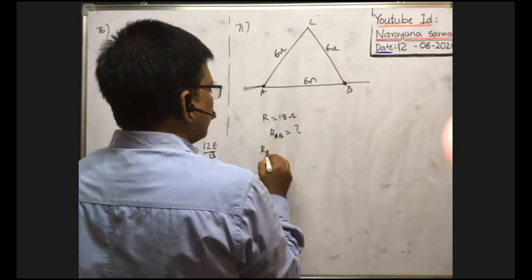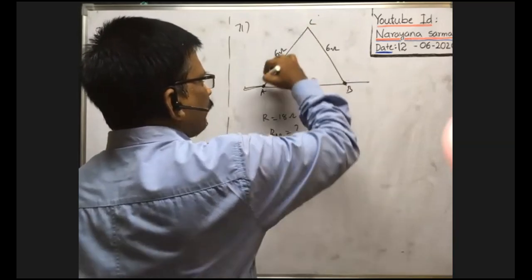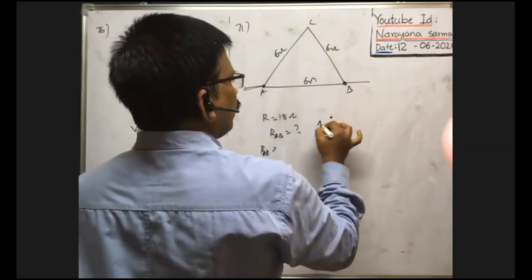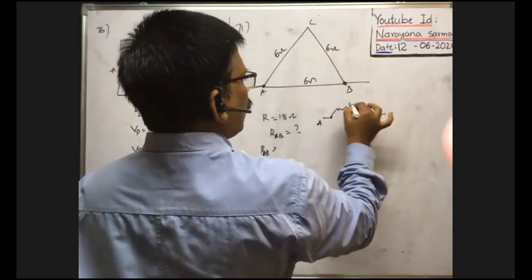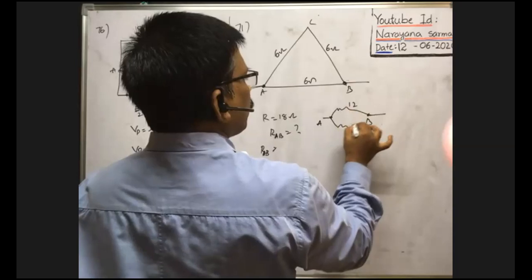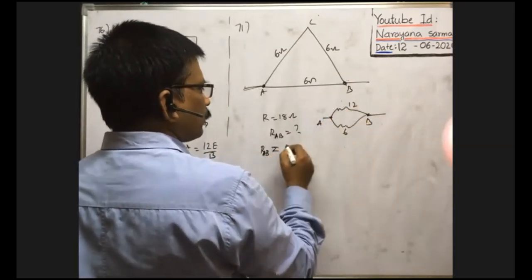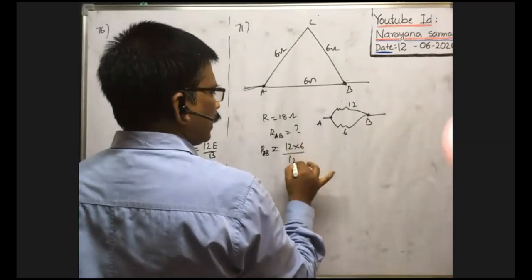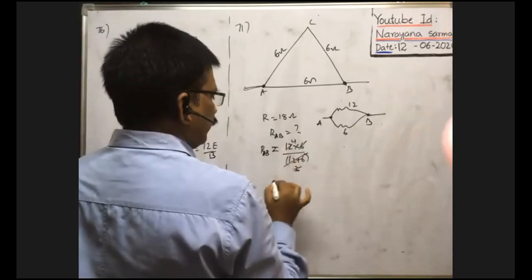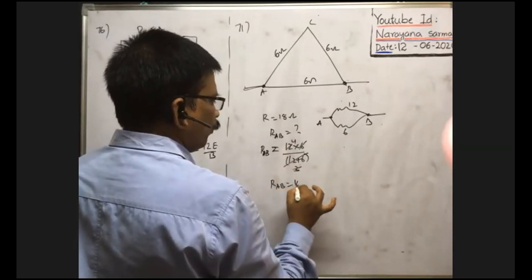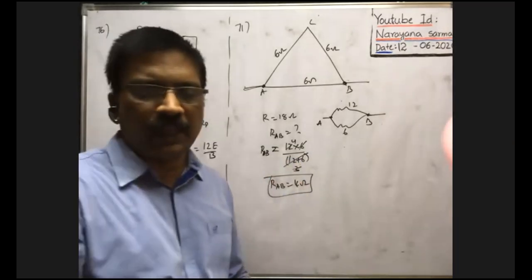Between A and B, these two are in series, so the effective resistance is 12, and this is 6 ohm. Both are parallel, no? Whenever two resistances are parallel, the effective resistance is R1 into R2 by R1 plus R2. That means 12 into 6 by 12 plus 6, which is 72 by 18. Therefore, RAB is equal to 4 ohm. This is the effective resistance between A and B. The first option is the answer.